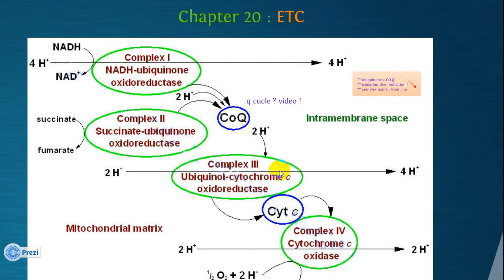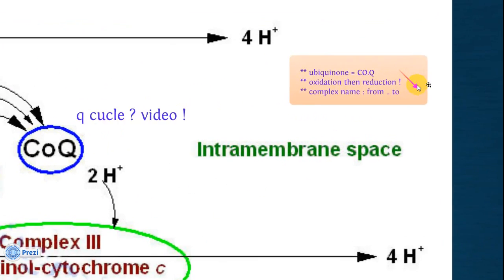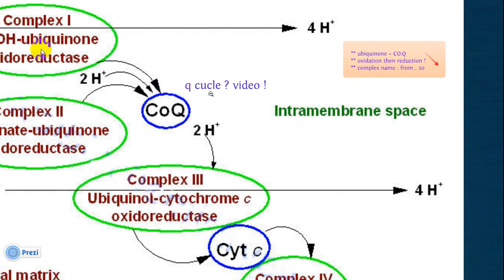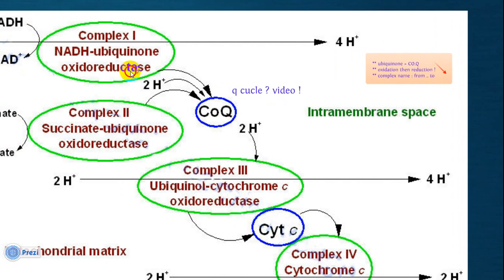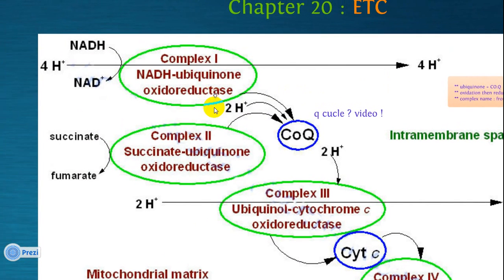When you go through this direction, like this arrow, each complex, first it will be oxidized, then it will be reduced. Okay, first it will lose its electron. After that, it will take electron from another compound. We will see it in a second.